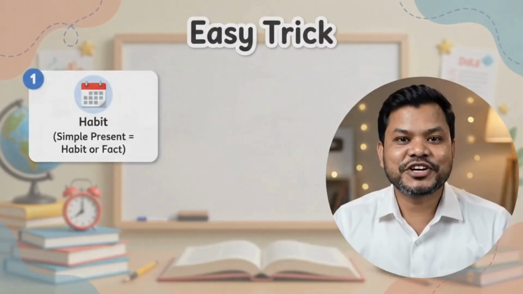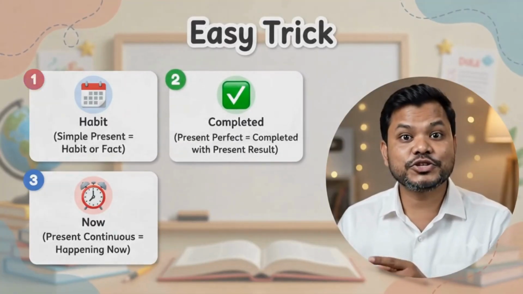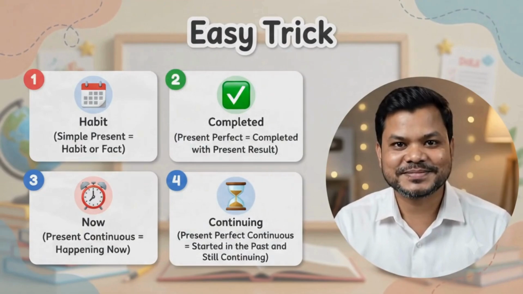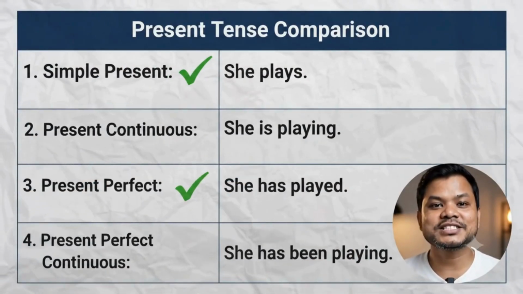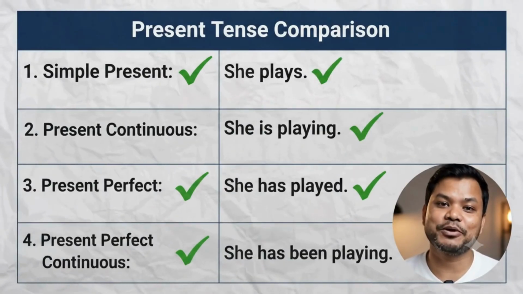Here is an easy trick for English tenses. Simple present is just for habits or facts. Present continuous means it is happening right now, and present perfect means it is completed with a result. Here is a quick comparison of the present tenses. Notice how the verb changes as we move through each continuous and perfect form.